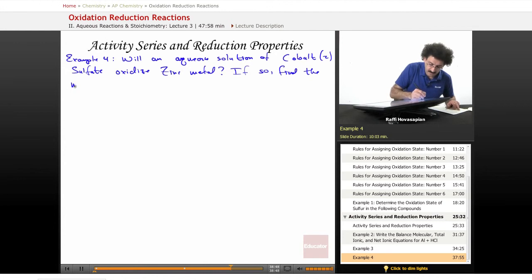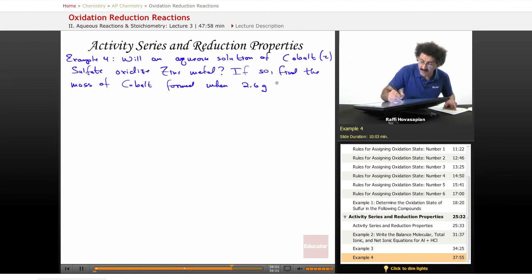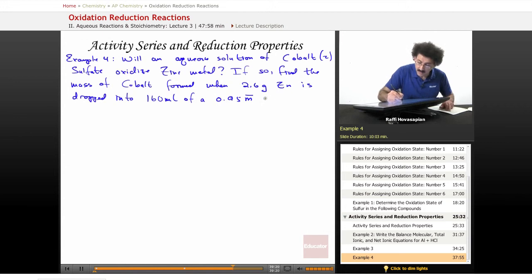find the mass of cobalt formed when 2.6 grams of zinc is dropped into, I'll tell you specifically, 160 milliliters of a 0.95 molar cobalt 2 sulfate, so it's going to be CoSO4.